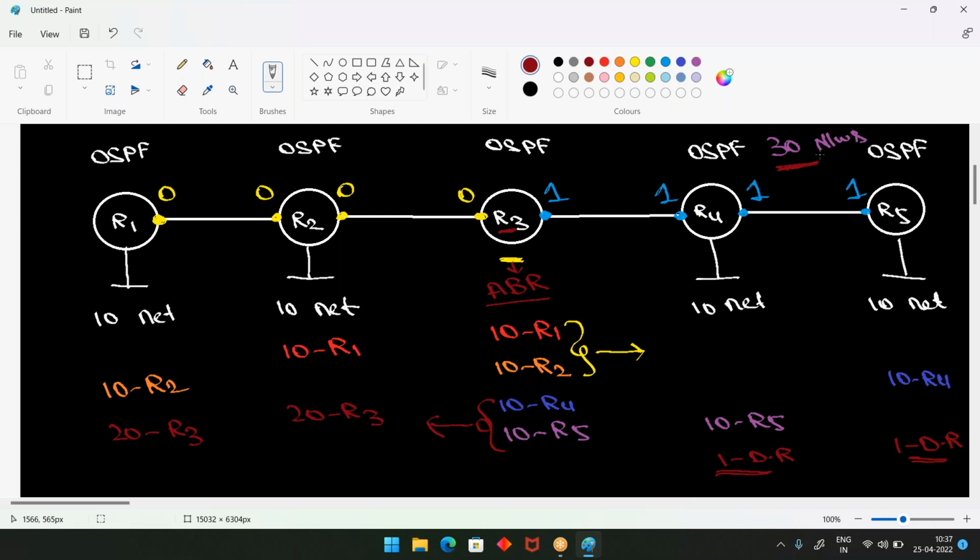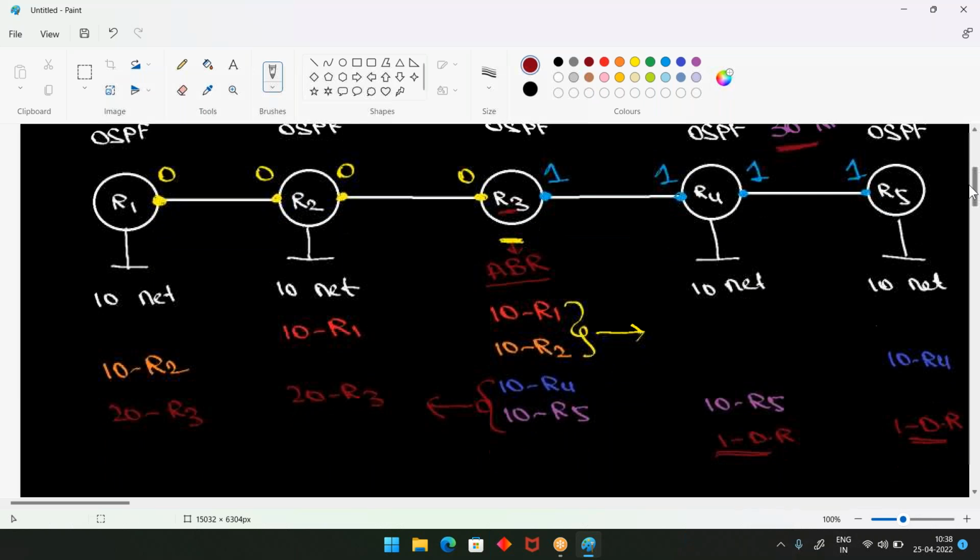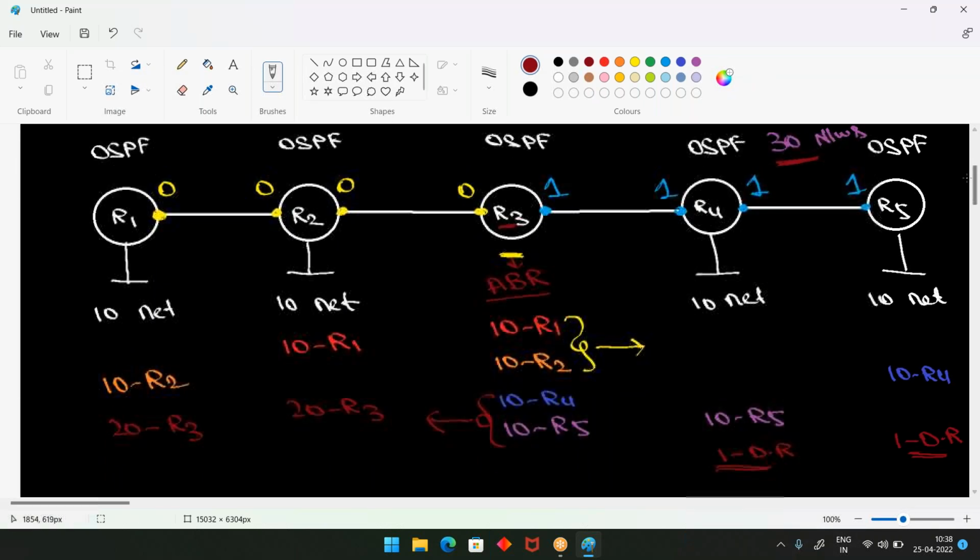Now tell me, do we require a new device here? Can we purchase a new device? Is it required at this time? No. Now check this. By configuring multiple areas in OSPF, we are reducing our company expenses. We are not wasting them.